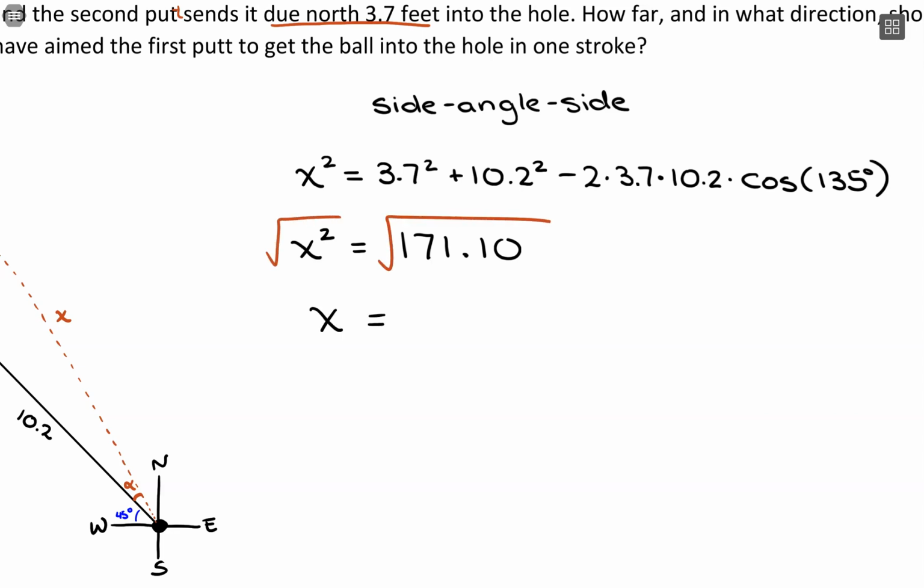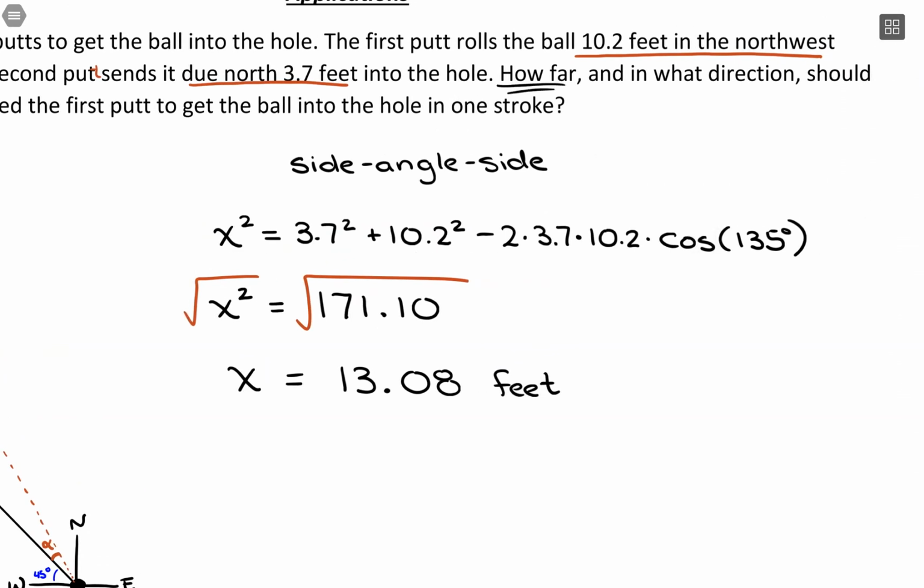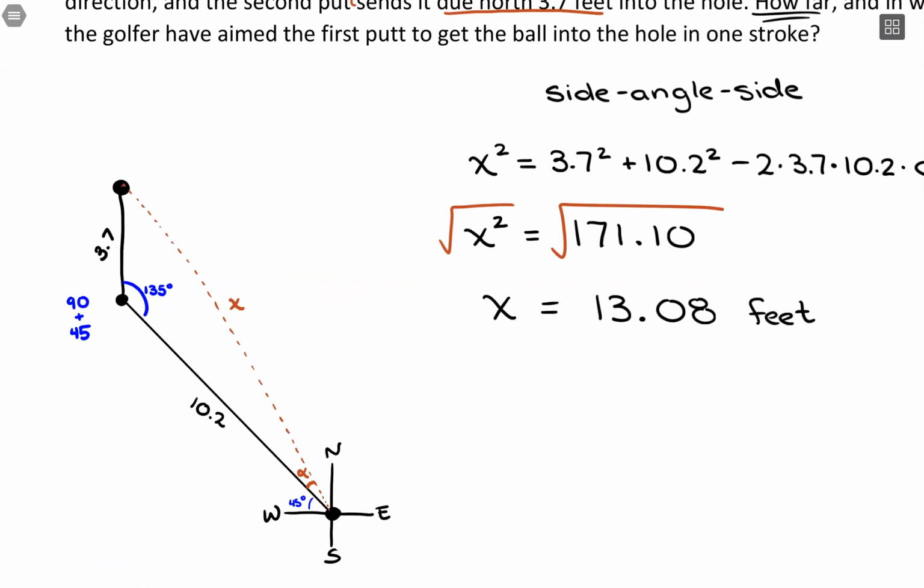So x is equal to 13.08 feet. So right there, that answers our question about how far. We've taken care of the how far part. We know that's 13.08. Now what we need is direction.